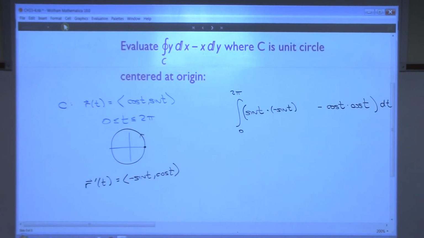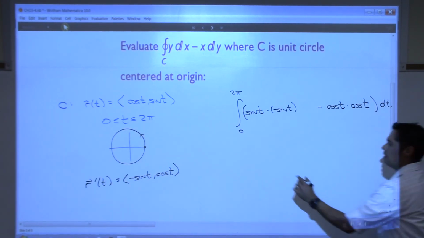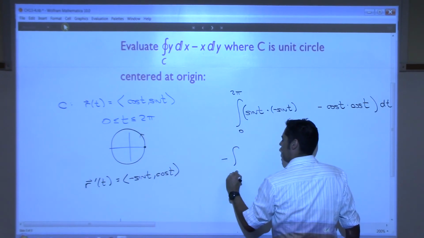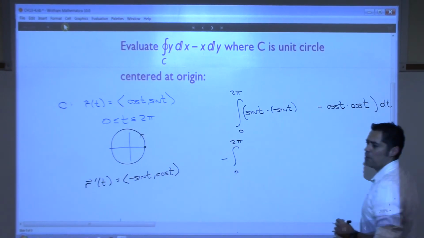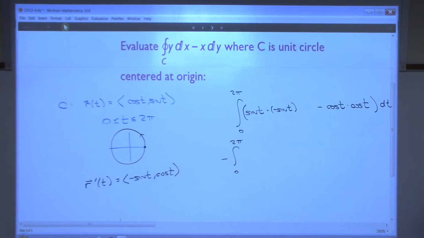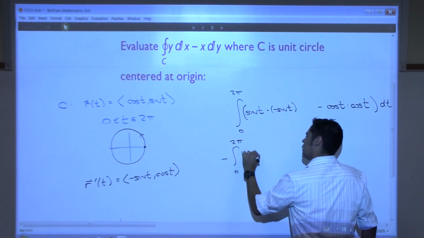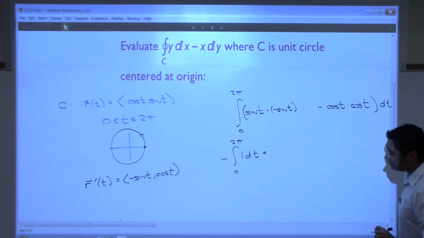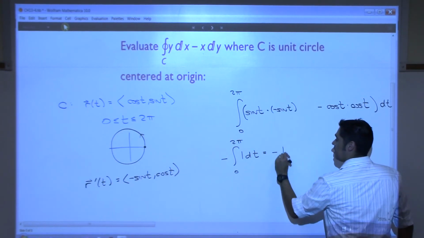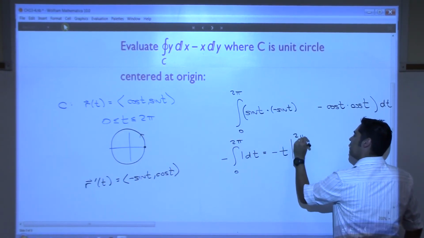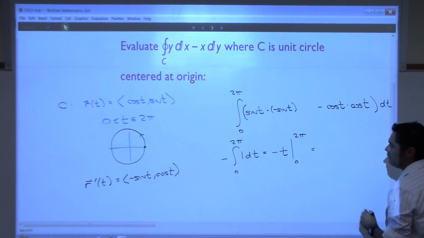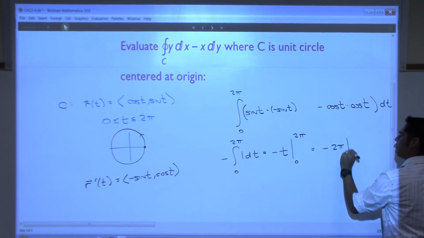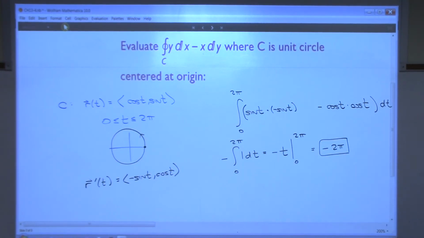Oh, wow. Okay, that's not so bad. I can factor out a negative 1. And if I factor out negative 1, I'm going to have sine squared t plus cosine squared t, which is 1. So this is just 1 dt, which is negative t evaluated 0 to 2 pi. So your answer is negative 2 pi. All right, that wasn't so bad, right?